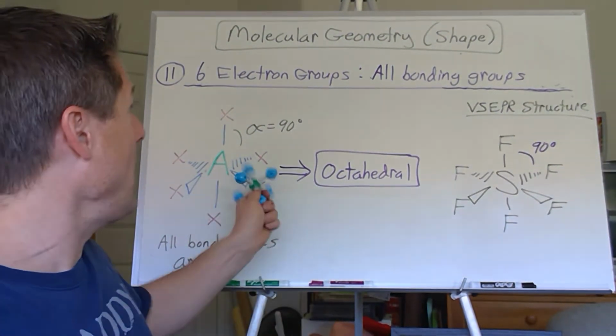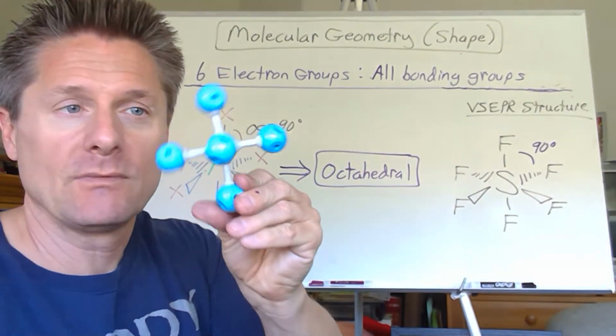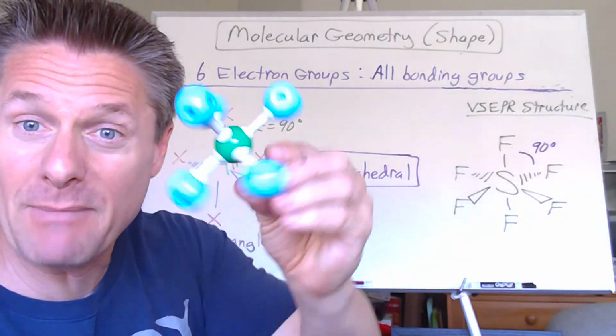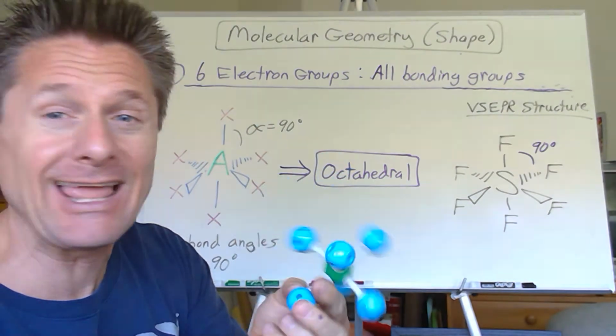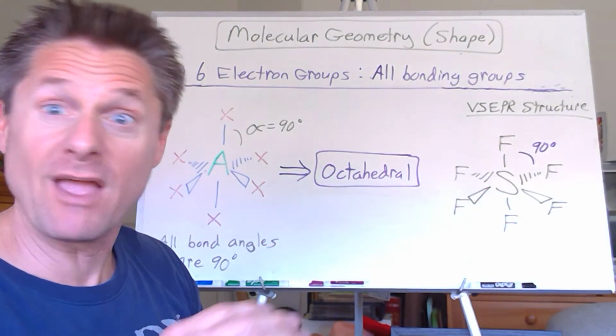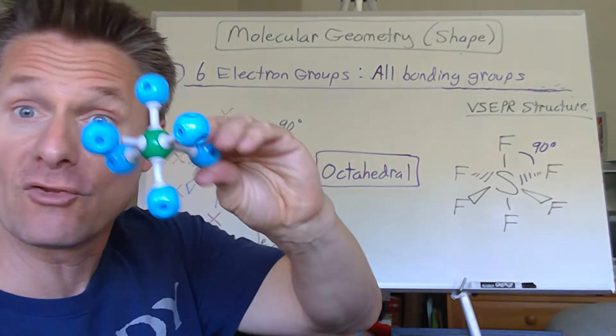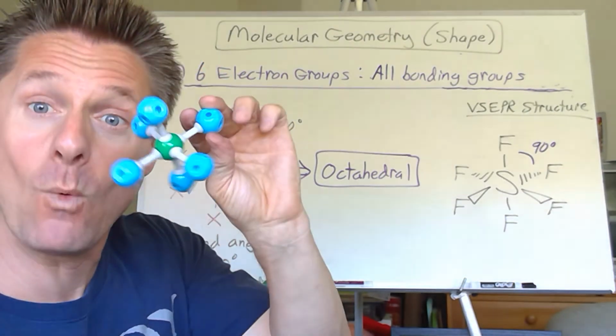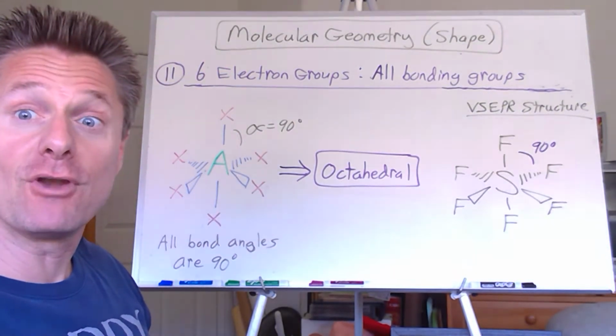Now, what if one of these is a non-bonding group? Notice it doesn't really matter. They're all perfectly symmetric. This is not like a trigonal bipyramid one where you have axial equatorial. The lone pair goes wherever you want it to go. So pick one and show me what that looks like for number 12.